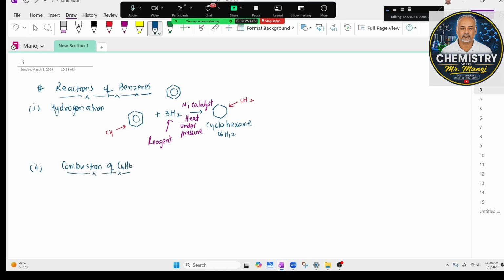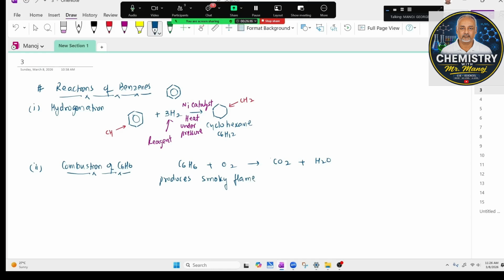So combustion reaction, I'm literally going to burn benzene. When I burn benzene, it's very simple. It's a hydrocarbon, and like every hydrocarbon, it burns very easily to change into CO2 plus H2O. It produces a smoky flame. So we need to balance this equation as well.